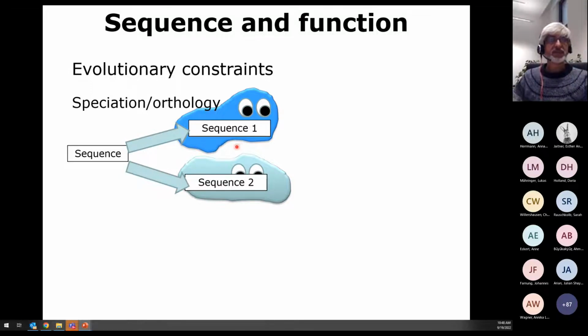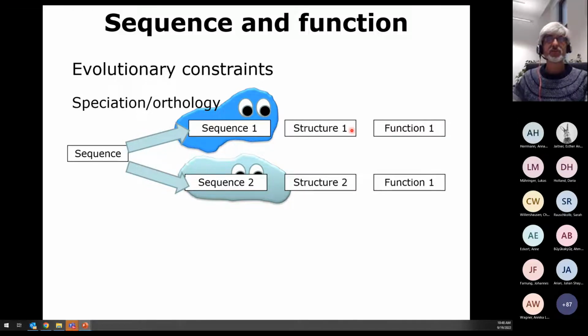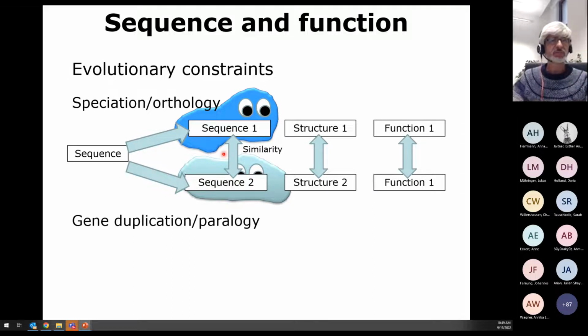Each of them carries one copy, initially very similar, of the protein, of the gene, which corresponds to a structure, which corresponds to a function. The function has to be maintained, and there's a relation. The structure has to be maintained mostly, but then the sequences are going to keep some similarity. That is something that we can observe.